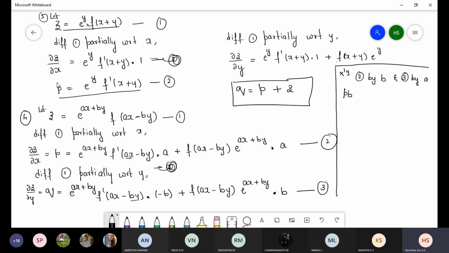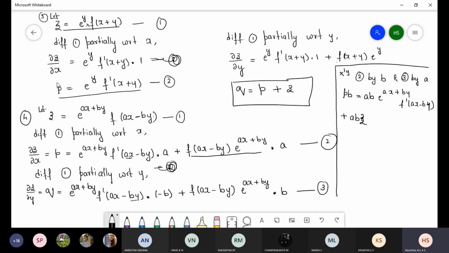P into b, equation 2, is equal to a square b e power ax plus by into f dash of ax minus by plus ab into e power ax plus by into f of ax minus by. For these two terms, we can write it as a z.